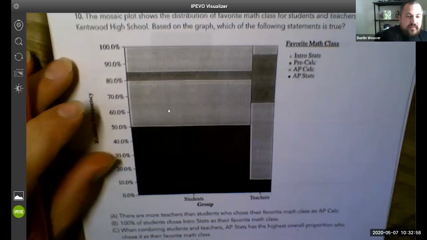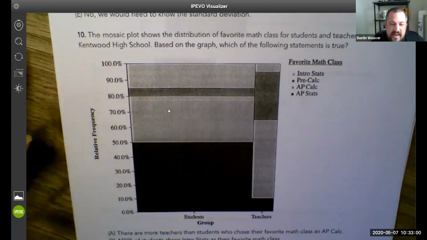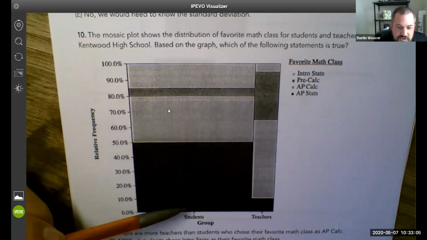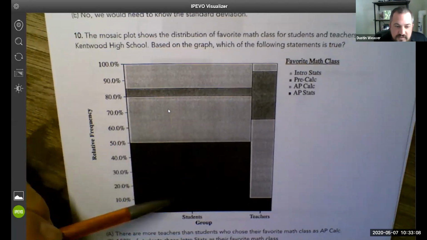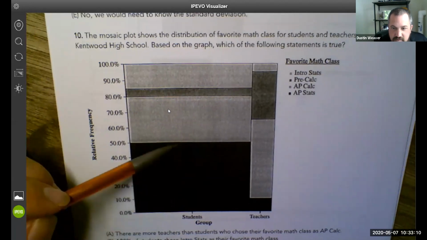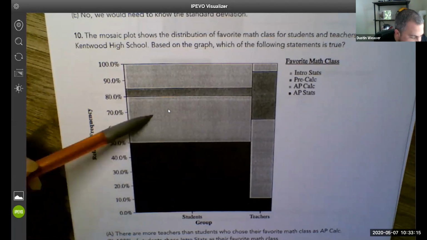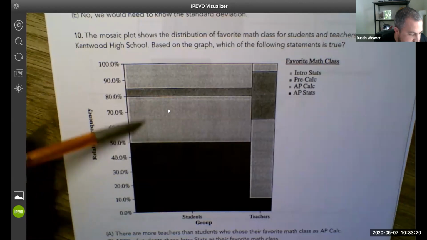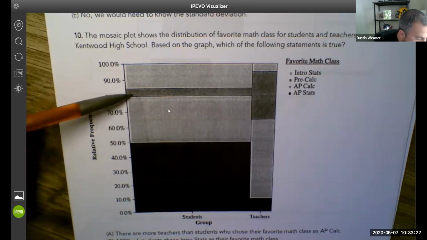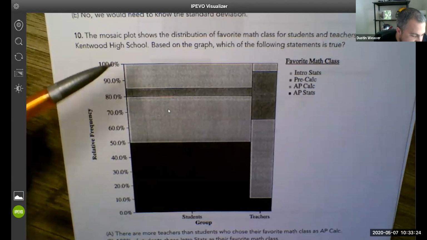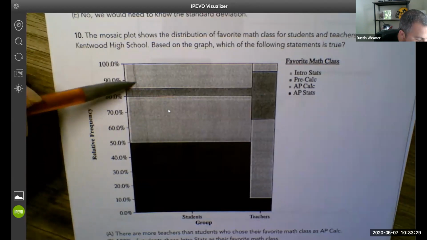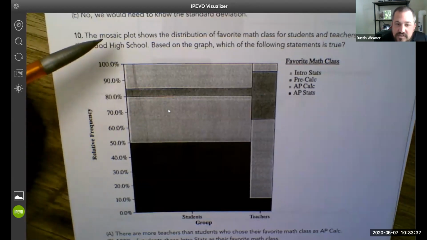All right, number 10, the mosaic plot. So this is a mosaic plot. And a mosaic plot basically says, look, for students, this is their favorite math class. For students, 50% of them, their favorite math class was AP Stat. Then it shows 30% of them, from 50 to 80. So 30% of them, their favorite class was AP Calc. About 5% of them, their favorite class was Pre-Calc. And then about 15% of them, their favorite class was Intro Stats.